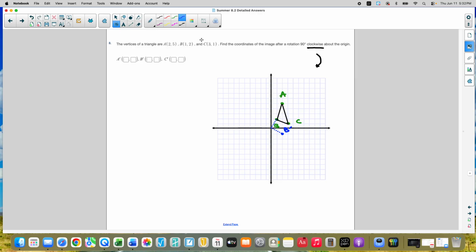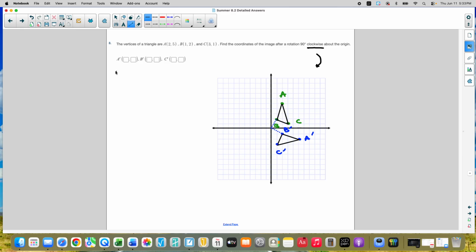It would be 5, 1, 2, 3, 4, 5, 1, 2. It would be up here. And if we rotated C, that would be 1, 1, 2, 3. So this is A prime, this is C prime. And if I connect the dots, let's make sure it's... Does that look like my figure rotated 90 degrees? Sure does. Absolutely.